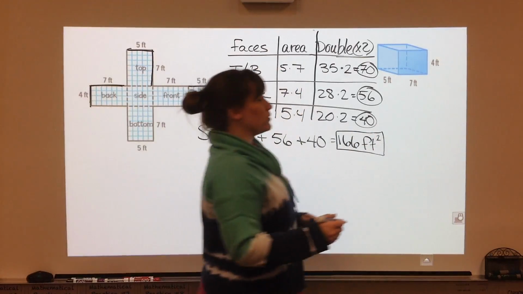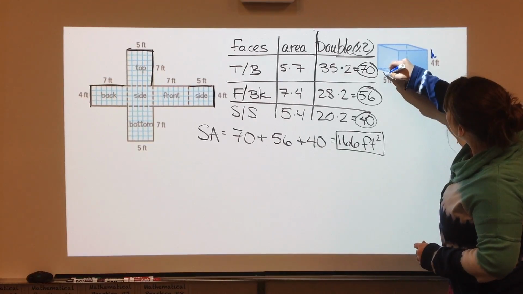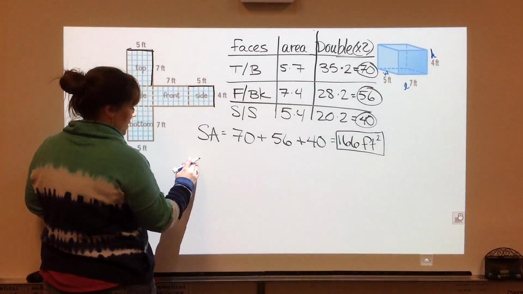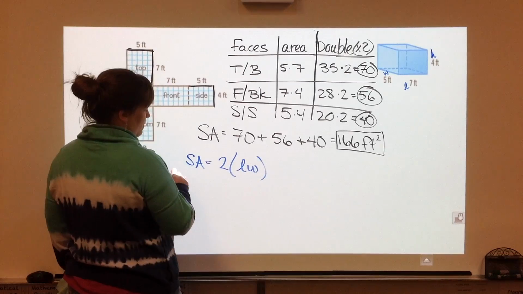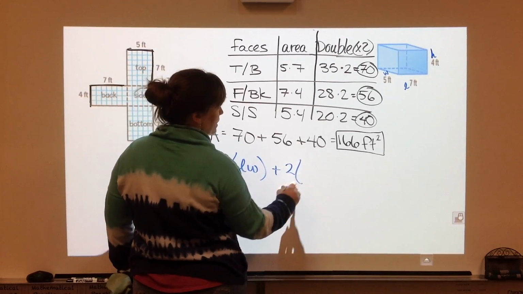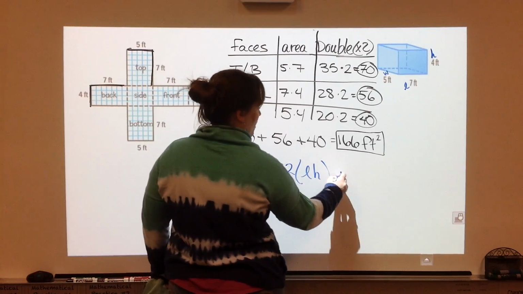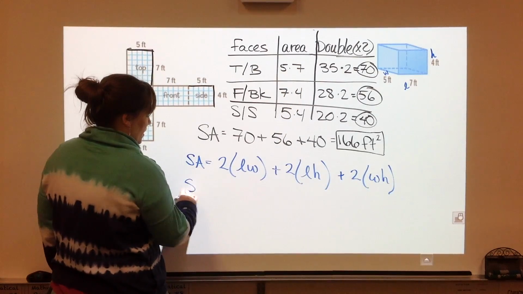Now I'm going to use these 3 numbers as the length, the width, and the height, and show you how you can use that formula. So the surface area, we're going to take twice the length and the width. That's like the top and bottom. Then we're going to take twice the length and the height. That's like the front and back. And then we're going to take twice the width and the height. Now let's plug in our numbers.